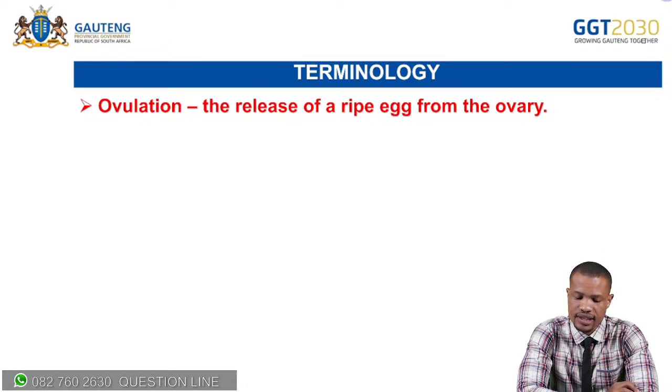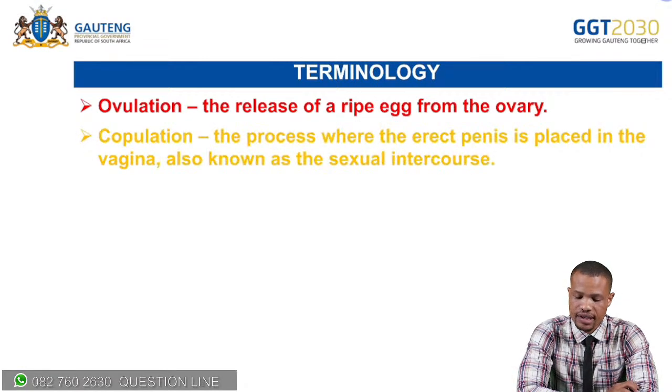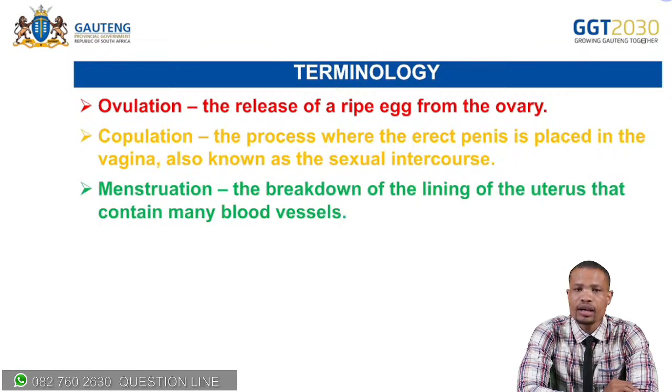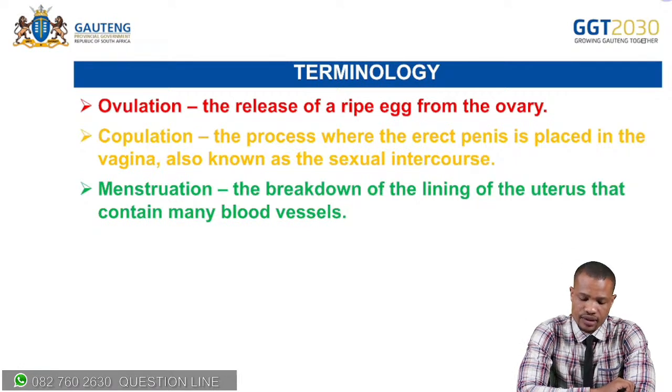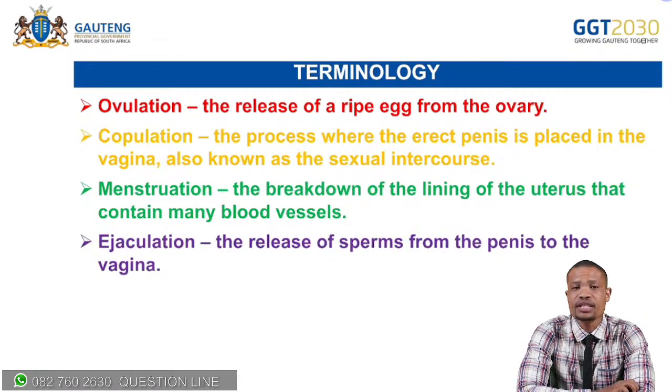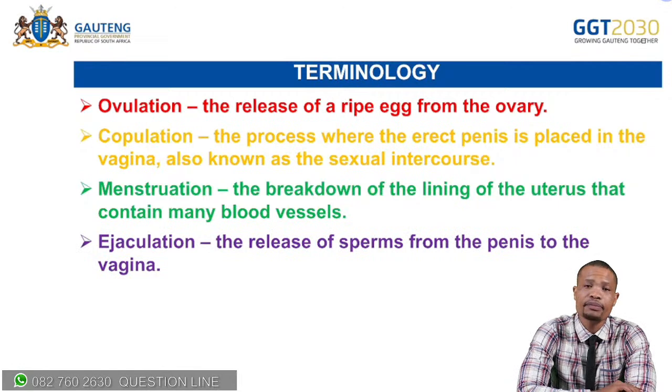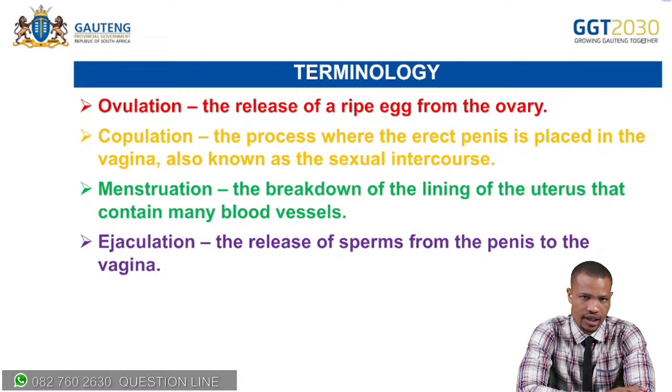ovulation. Ovulation is the release of a ripe egg from the ovary. Copulation is the process where the erect penis is placed in the vagina of a female, and it's also known as sexual intercourse. Menstruation is the breakdown of the lining of the uterus containing many blood vessels. Ejaculation is the release of sperms from the penis to the female's vagina.